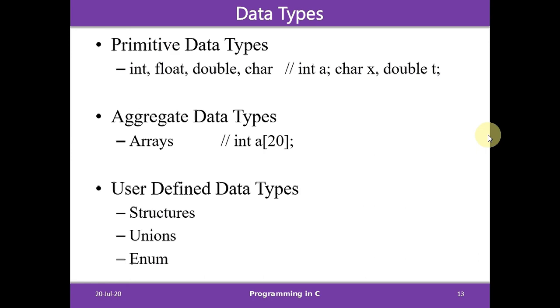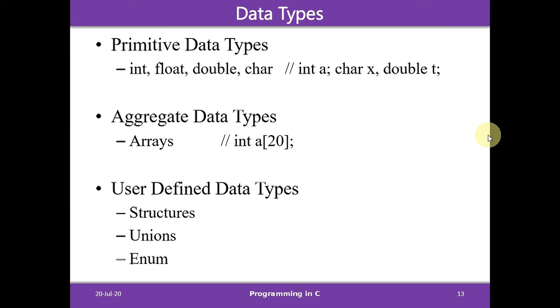So next is the data types. As you can see, the data types are of various types. The first one is the primitive data type. The primitive data types are integer, float, double, character. There are also long double, short int, long int, and other kinds of data types too. We'll discuss that in the future classes.